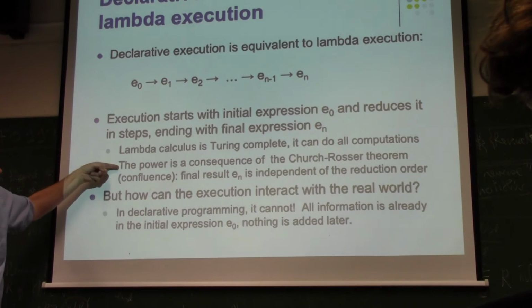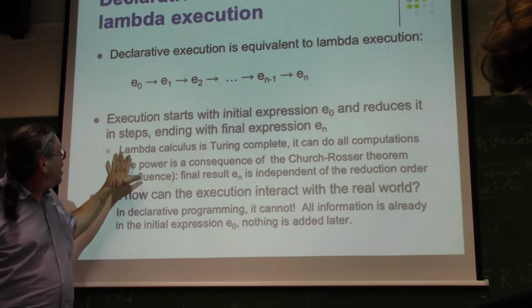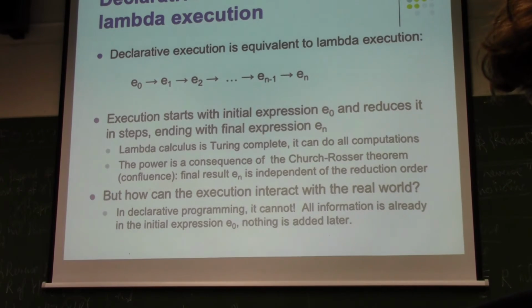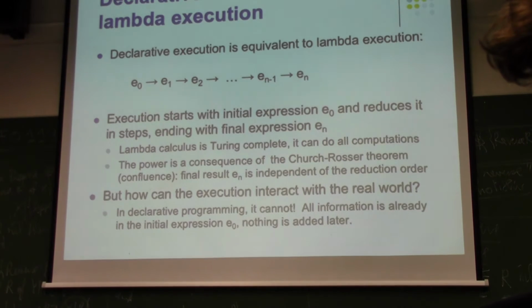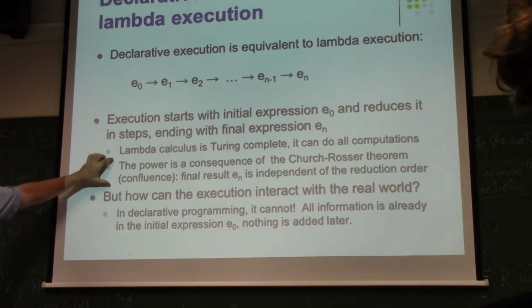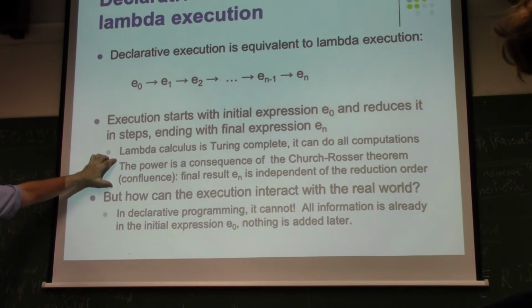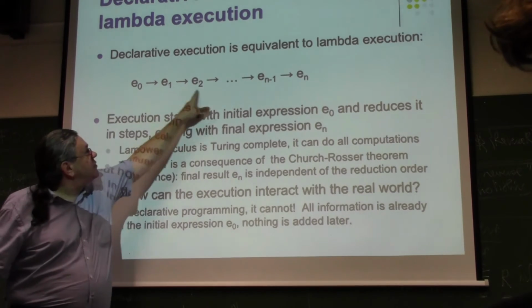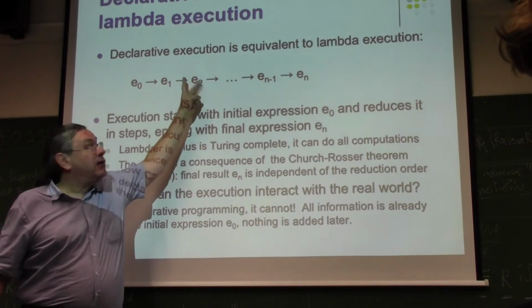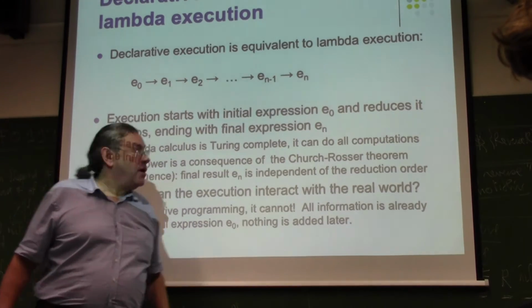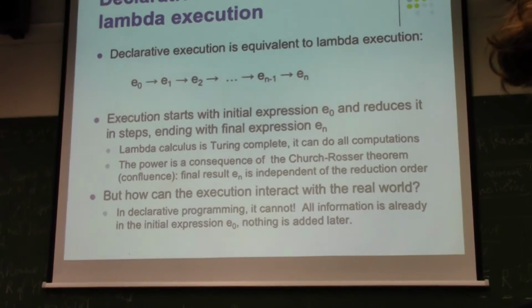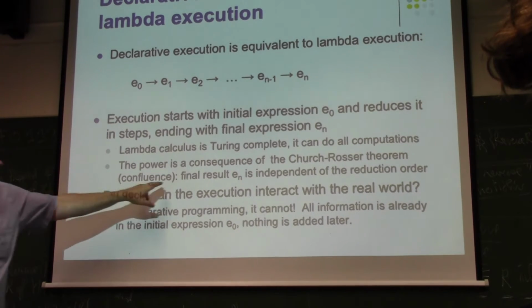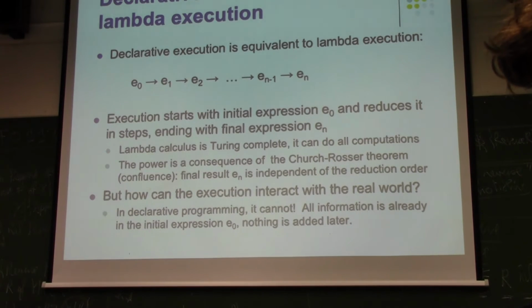But then we have something else. This calculus actually has some power. And the power comes from the Church-Rosser theorem. It has a property called confluence. This is the real power of declarativeness. That means no matter how you reduce, in any order, so sometimes you have a choice, you can choose different reduction orders, you will always get the same result. So there's nothing like race condition or non-determinism. No. You will always get the same result. The final result, En, is independent of the reduction order.